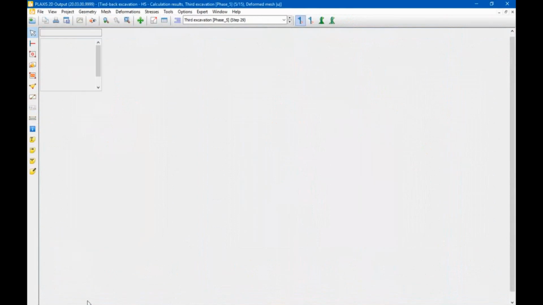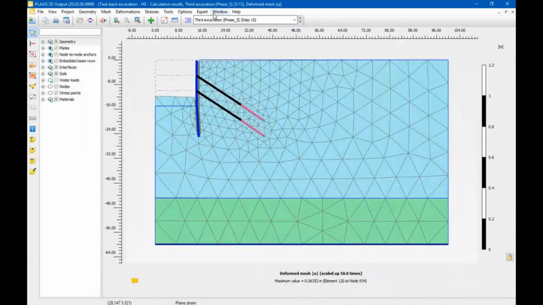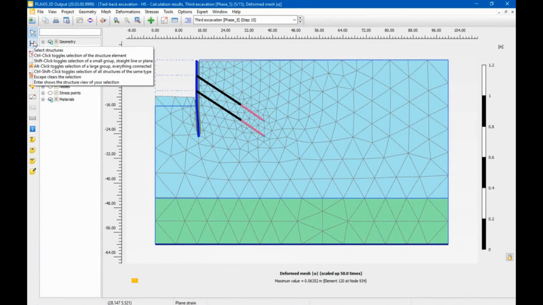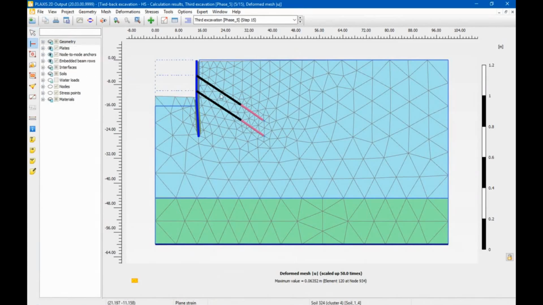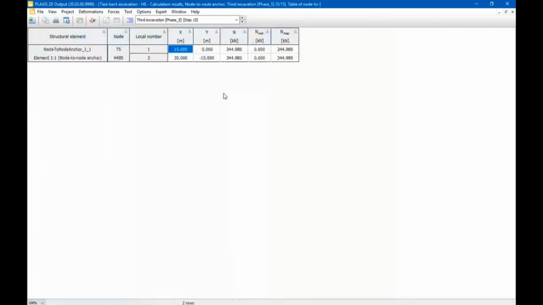I also noticed that the previous time people said, okay, you showed me how to get forces out of my wall, but how do I get forces out of my anchors? And that is actually very straightforward. You can just click on the anchor. Don't use the arrow button, which is just a very general select. The one underneath is to select structures. With this one, I can just double click on an anchor, and it just opens a table.